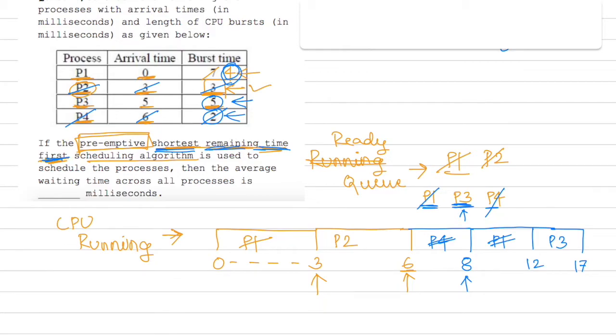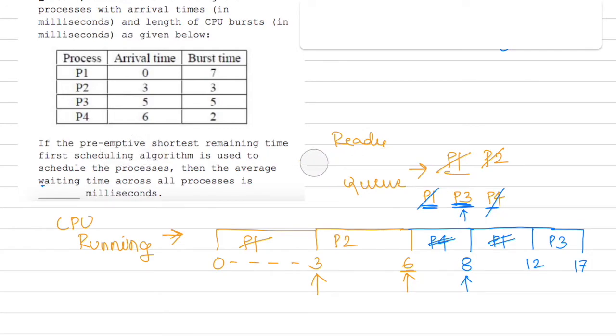Now what we have to calculate is the average waiting time. So let's make another column. Let's first clean up these things. This was our ready queue. Okay, so now let's make another column called waiting time here, so that we can note down the waiting time of every process.